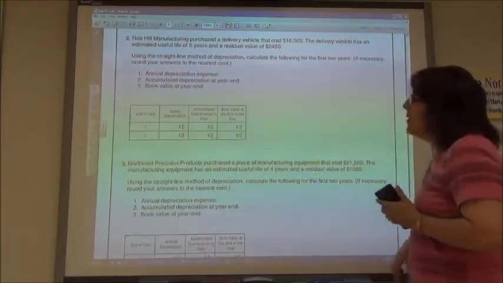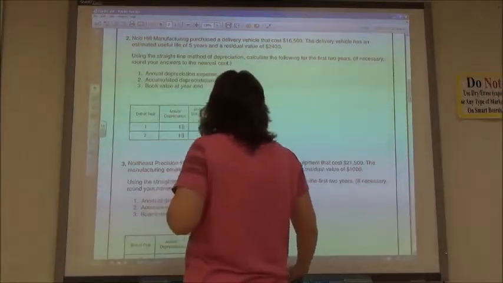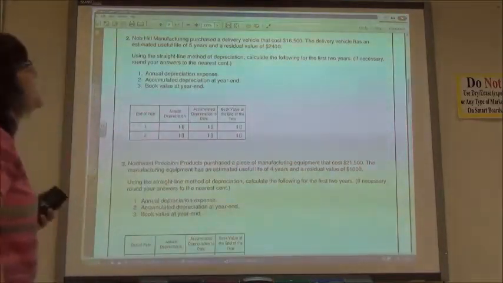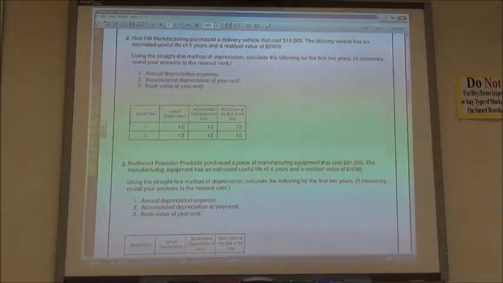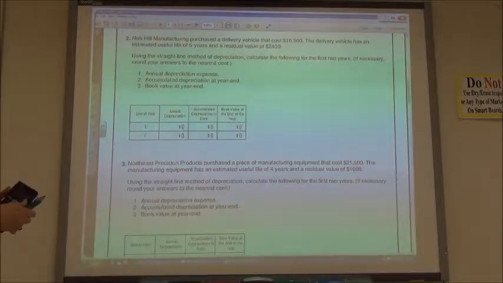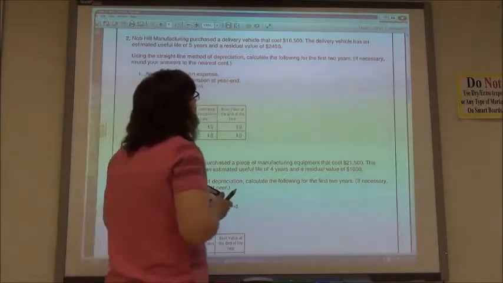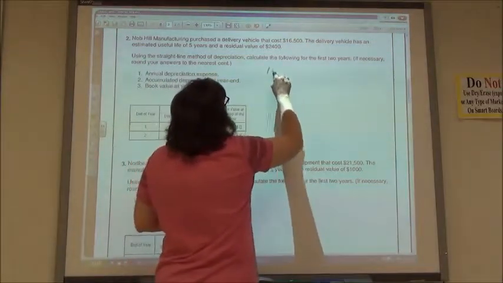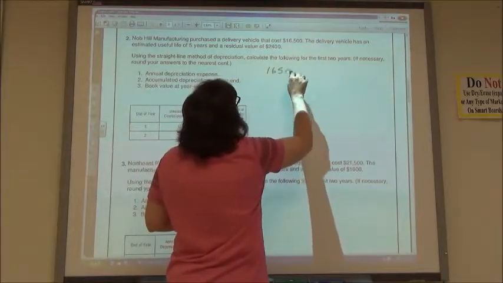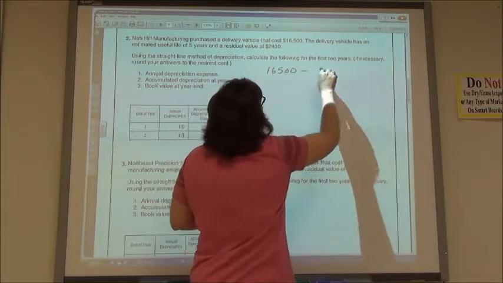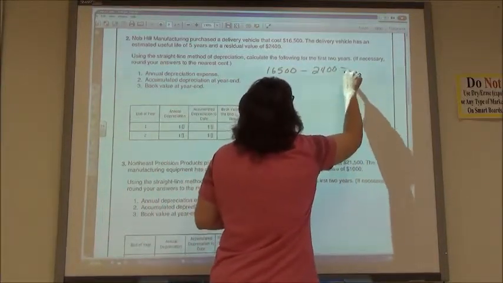Number 2, Nob Hill Manufacturing purchased a delivery vehicle that cost $16,500. The delivery vehicle has an estimated useful life of 5 years and a residual value of $2,400. We're again going to use the straight line method of depreciation, calculating the first 2 years. So, started out with a value of $16,500. The residual value is $2,400.